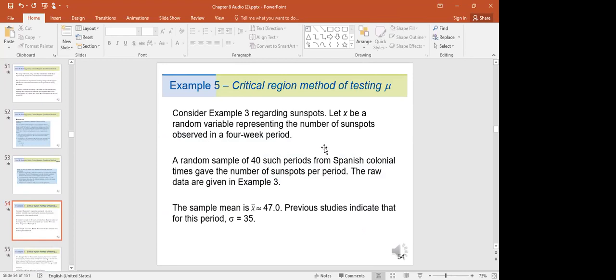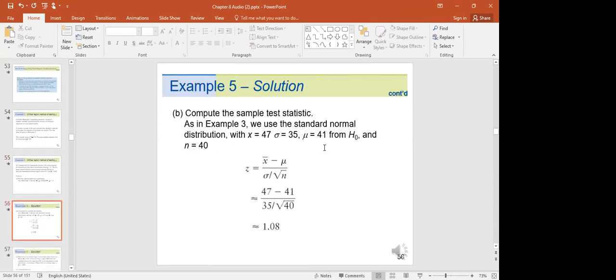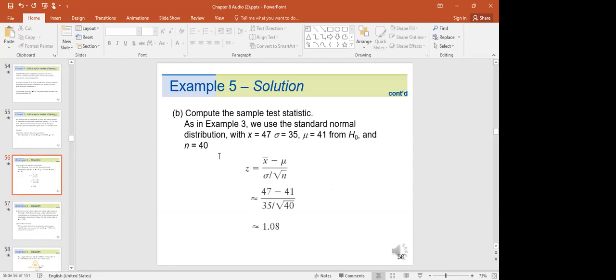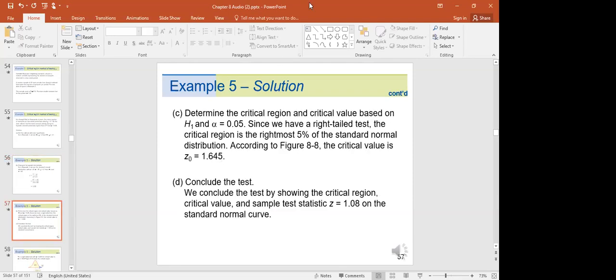For example, as we were doing in example 3, we find the test value to be 1.08 and alpha was 0.05. And we will discover that this was a right tail test. So we want to find Z so that the area to the right of Z is 0.05. So that value of Z is 1.64. So we will compare 1.08 to 1.64. Let me use the whiteboard to represent it.